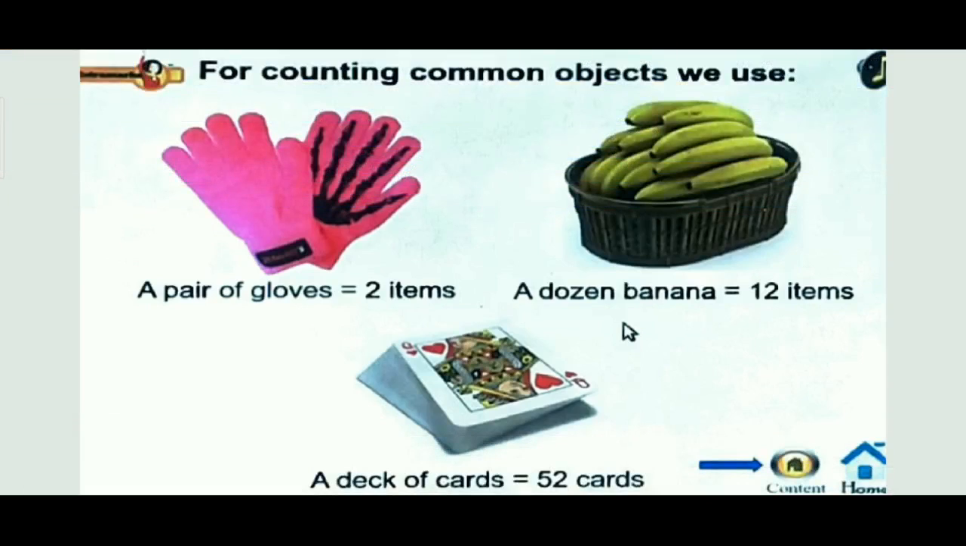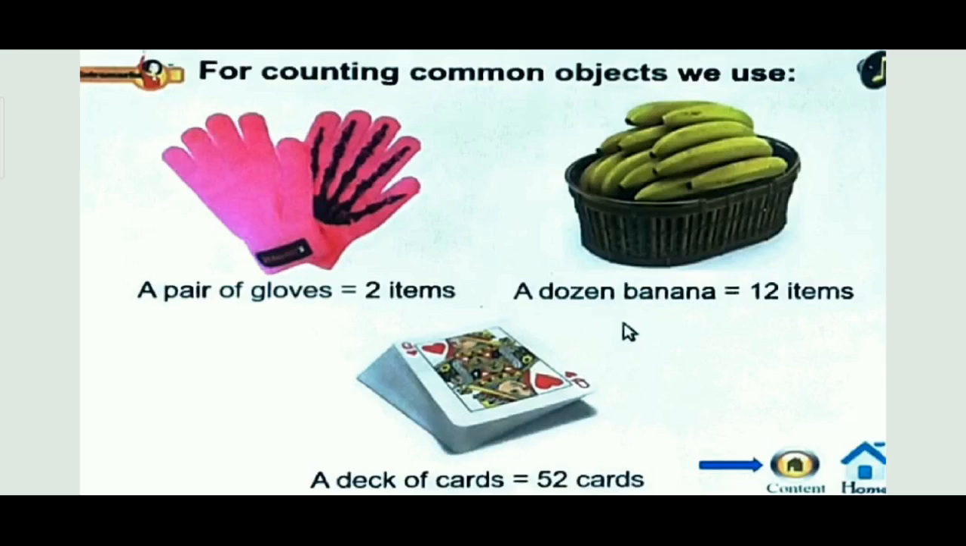Now students, for counting common objects, we use terms like dozen, pair, or a deck. For example, a pair of gloves means 2 items, a dozen bananas means 12 items, and a deck of cards means 52 cards. But students, if we have to count the number of atoms or molecules present in a substance, we cannot use these terms.